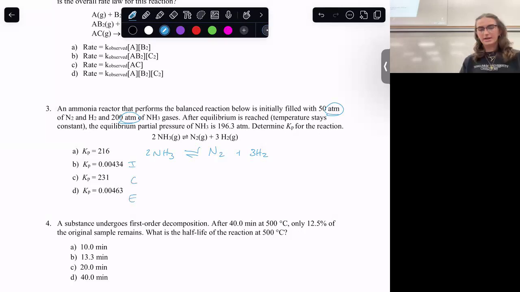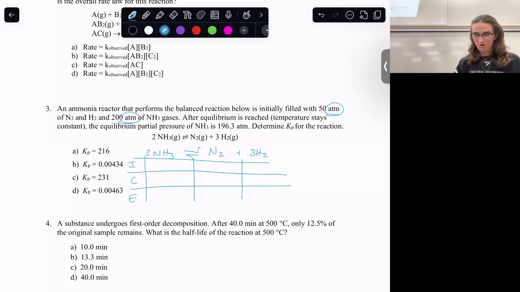So we'll start our ICE table. We're saying that we are starting with 50 atm of nitrogen and hydrogen and 200 atm of ammonia gases. So where do those numbers go? Yep, those are all going to go under I. What do we put underneath ammonia? That's the 200. Then we have 50, and then we have 50.